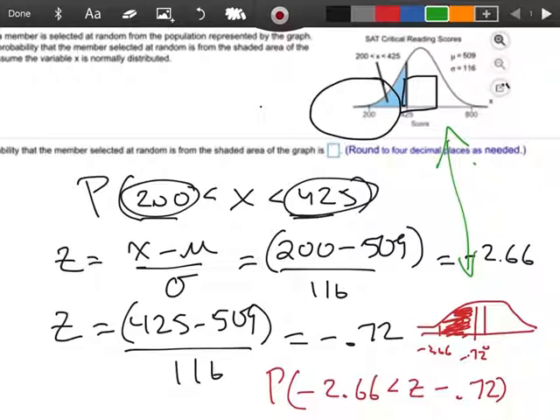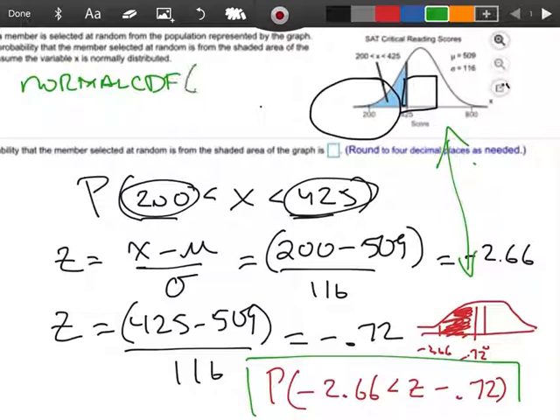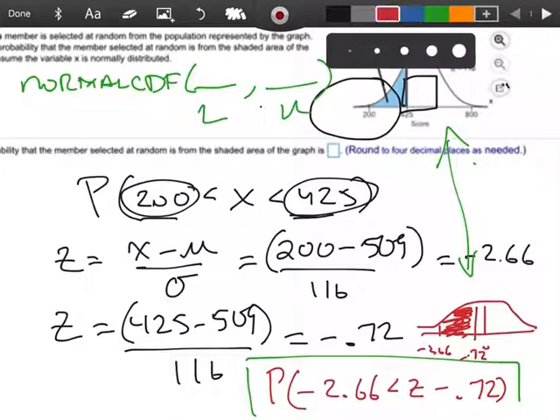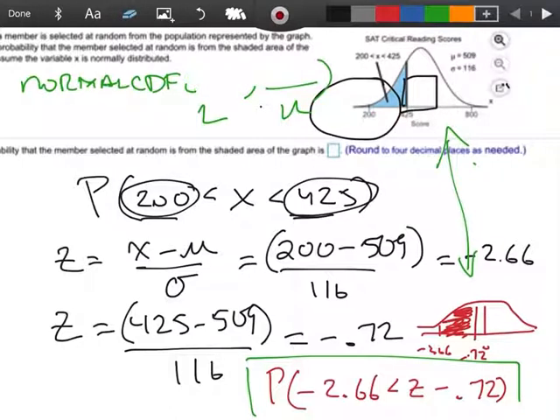But again, the idea is, can I do this now using my z values? Okay, so I'm going to write up here at the top where I have a little bit more room. So remember, I'm going to use my normal CDF. Remember, we're going to have two numbers. One is going to be my lower limit, and one's going to be my upper limit. So my lower limit is the negative 2.66, okay, and my upper limit is the negative 0.72.